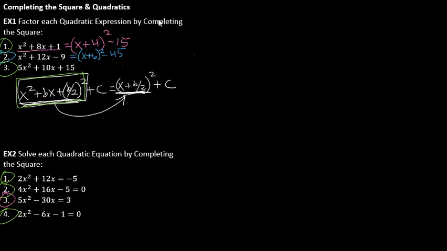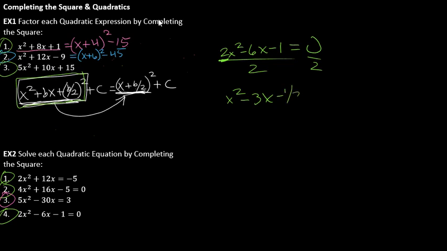Number 4: 2x squared minus 6x minus 1 equals 0. So we have to divide everything by 2, because we don't want that guy there. So we're going to have x squared minus 3x minus 1/2 equals 0 divided by 2, which is 0.